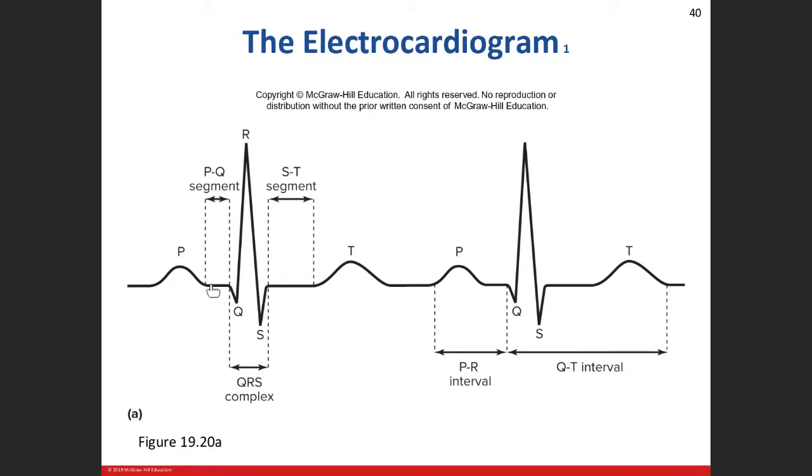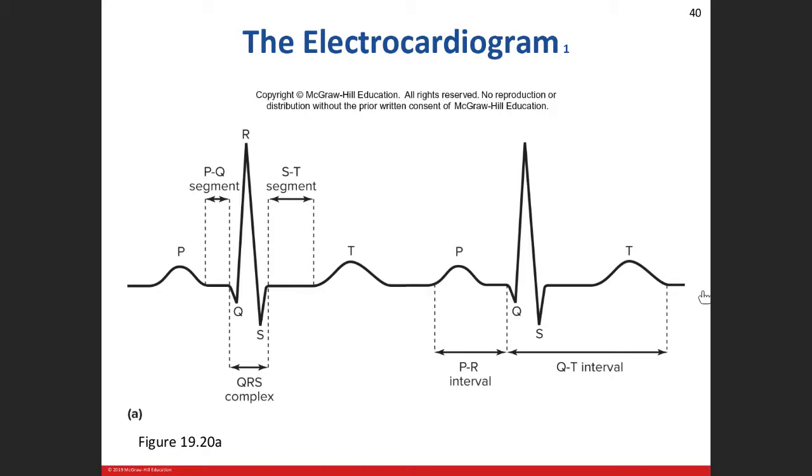The segments, these areas here, have to do with the cells contracting. The first one, the PQ segment, follows the P wave. That has to do with atrial contraction, the plateau phase. The ST segment follows the QRS, which represents ventricular depolarization. This segment represents ventricular contraction, specifically the plateau phase. Okay? So now we're going to talk about the intervals.